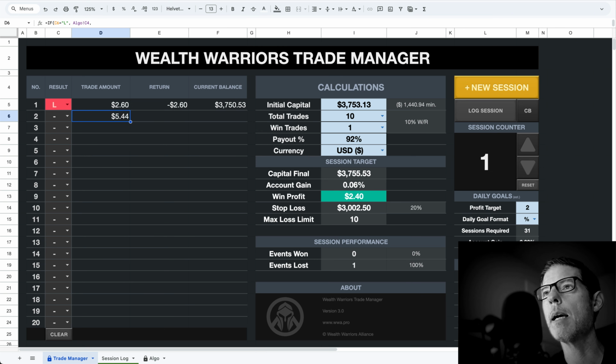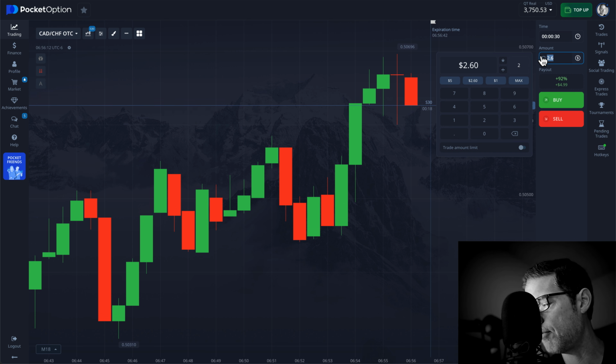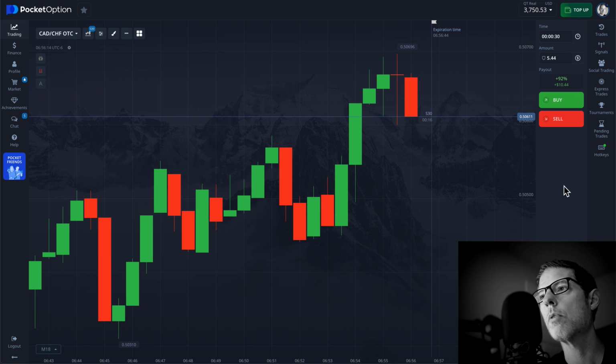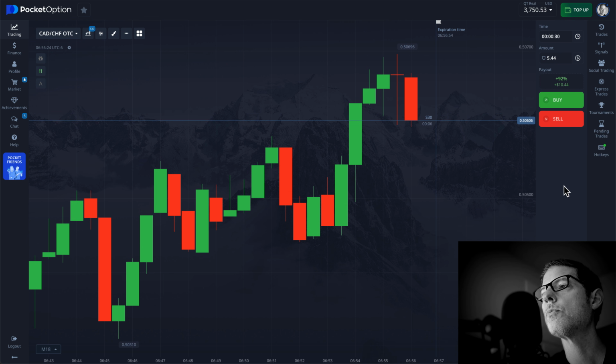544. Okay, let's take that back over to Pocket Option. Enter that in. 544. Great. And you just continue to look for setups using the 3-bar strikes. 3 candlesticks of the same color in a row. But the candle before the 3 must be the opposite color.